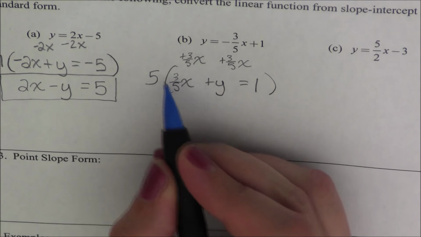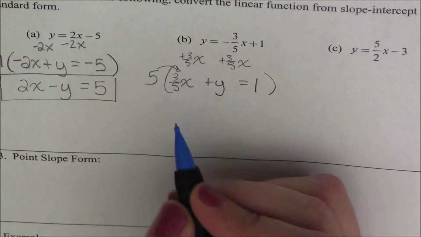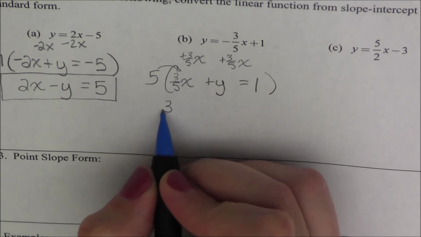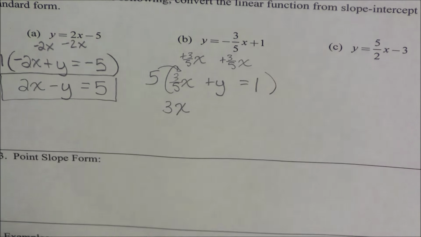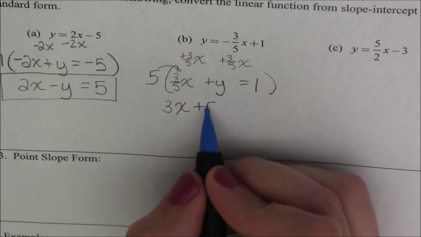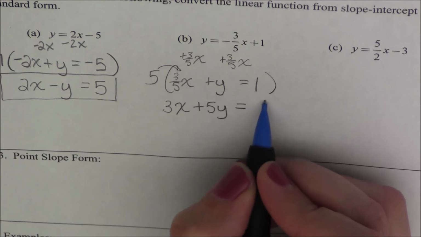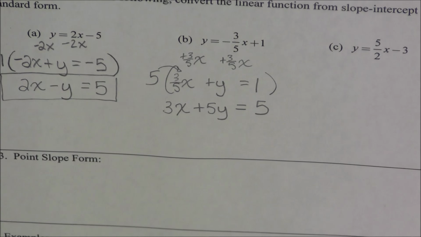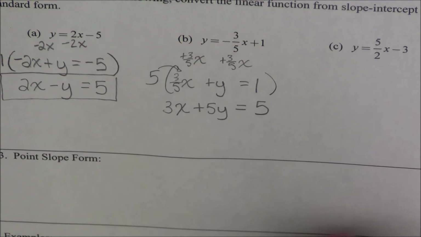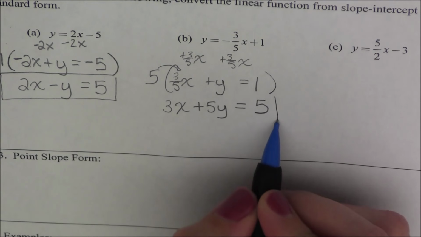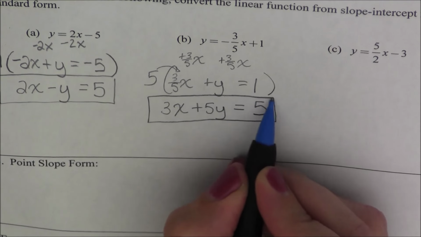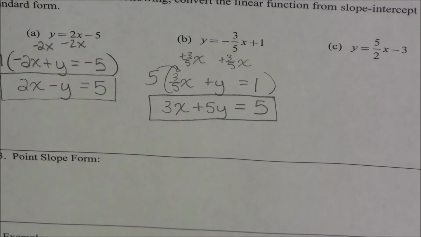When I distribute it here, I'll get 3 times 5, 15 over 5, which will reduce to 3x. Distributed it again for 5y, and distributed it to that 1 for a 5. Now I want to check that a is positive. Well, a is positive, so there's no need to multiply by a -1.